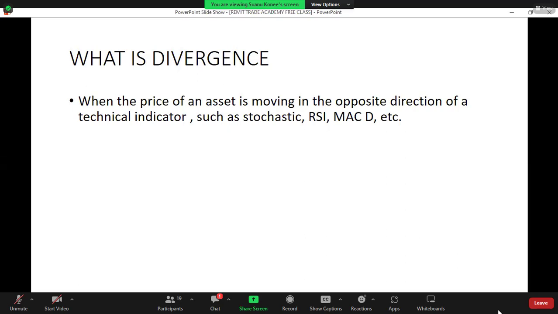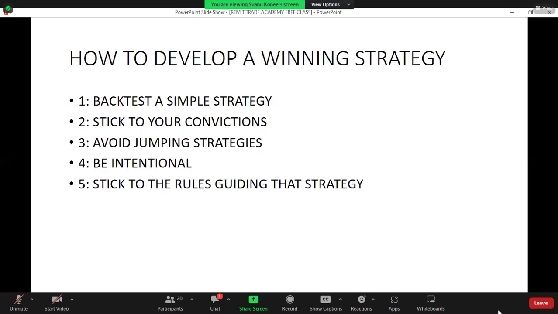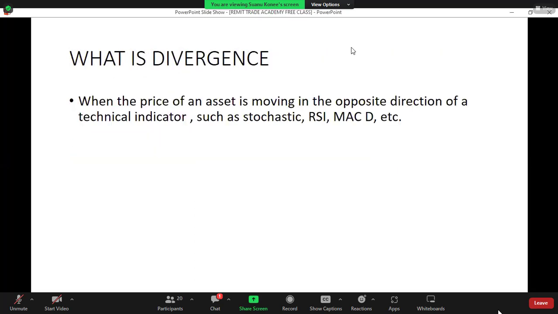Remember I said divergence is when the price of an asset is moving in the opposite direction of a technical indicator, right? That's basically what divergence is all about. Now, I would be going ahead to explain this using our live chart.